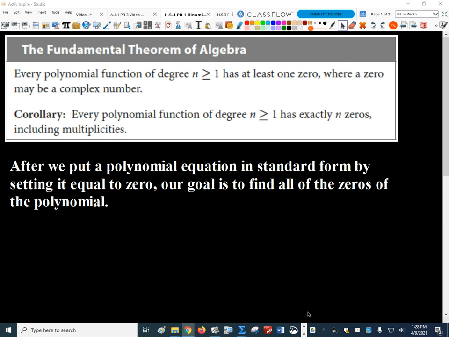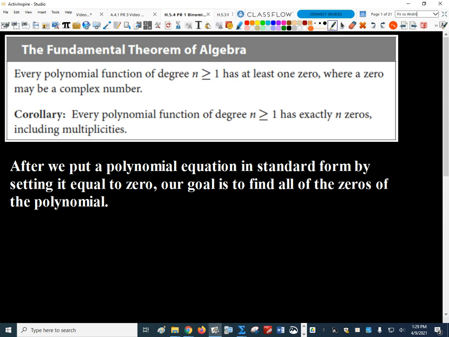The corollary is extremely useful. And when I talk about the fundamental theorem of algebra, I'm always talking about the corollary. This is a big deal. Every polynomial function with a positive degree, which is the only kind you can have, right? Degree of the polynomial is greater than or equal to 1. Every polynomial that fits that criterion has exactly n zeros, including multiplicities. Okay, that's huge. That's so important. We'll make use of that today.